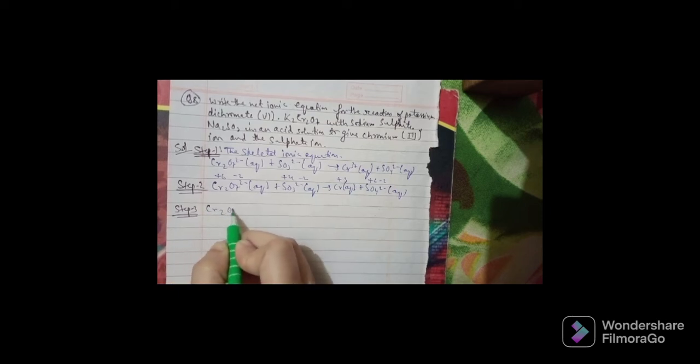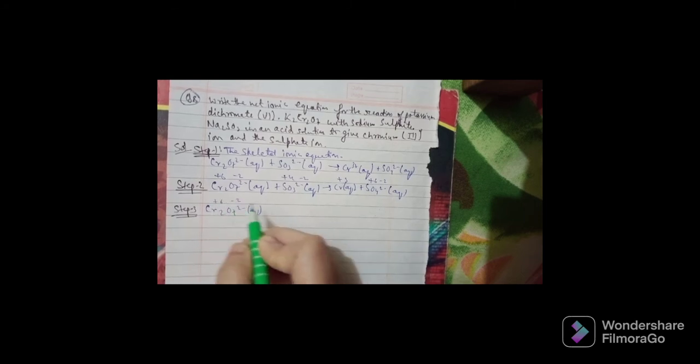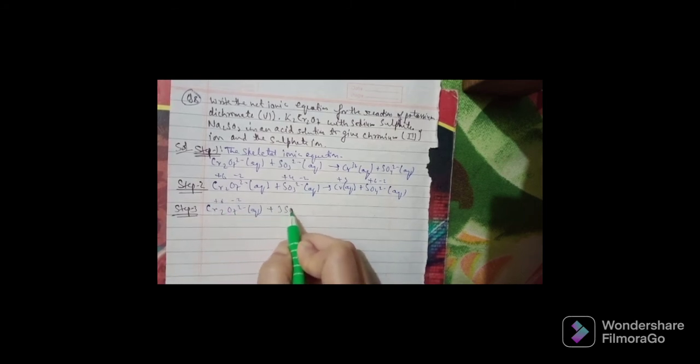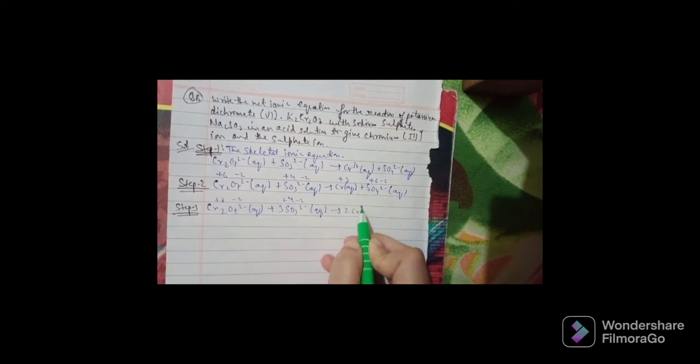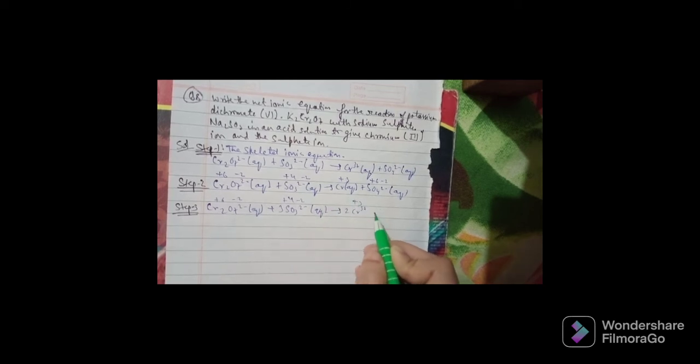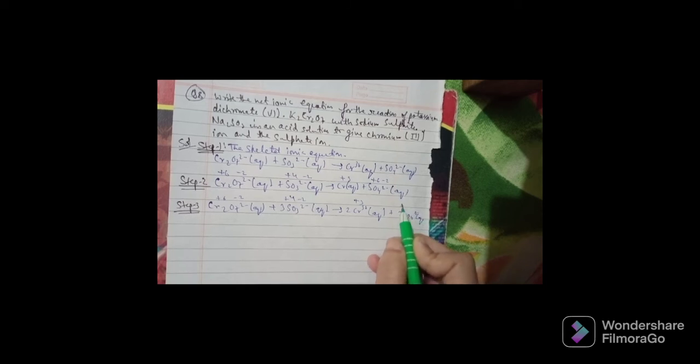Calculate the increase and decrease of the oxidation number and make them equal. Cr2O7 2- (aq) with Cr at +6 and SO3 2- with S at +4 gives 2 Cr3+ (aq) plus SO4 2- (aq) with S at +6. Now we go for step 4.